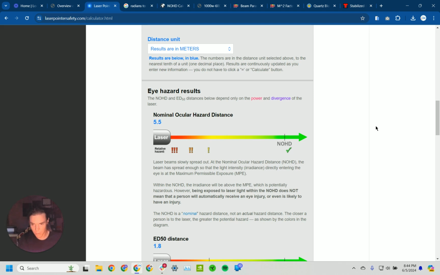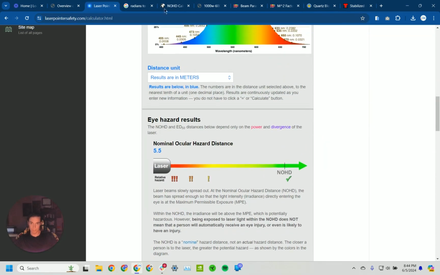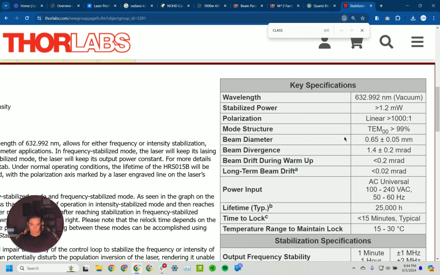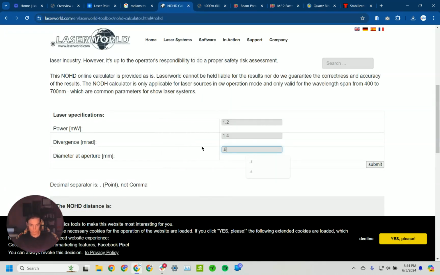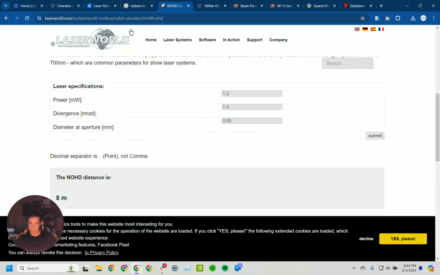So this means that if you're in a normal sized room, you could be standing at the other side and get hit with stray light and you'd be totally fine. You wouldn't want to put your face right in front of it, but you know. And let's go back here and do the same thing. So we had 1.2 milliwatts, 1.4, and then let's take our beam aperture diameter. Beam diameter is 0.65. Great. Eight meters. So that's awesome.